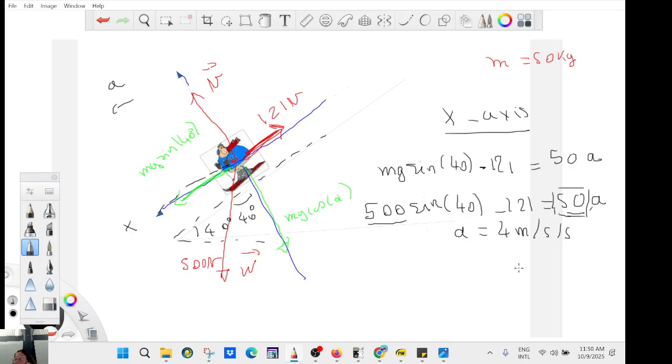So your acceleration is not as bad. If you get something larger than 10, that means you have made a mistake, because free fall will be the maximum acceleration when you are going down. So if you find something more than 10, you are in trouble. That's not right. Okay?